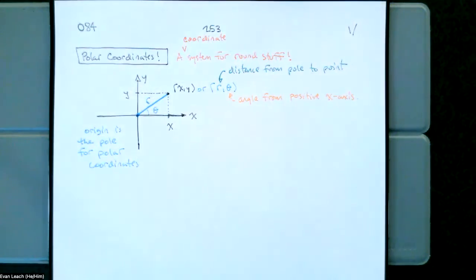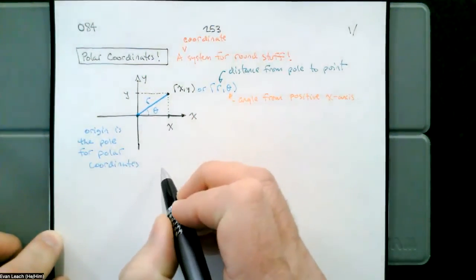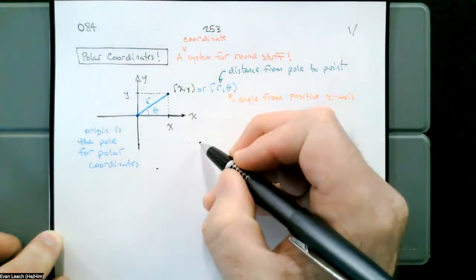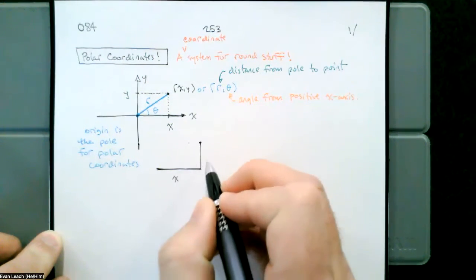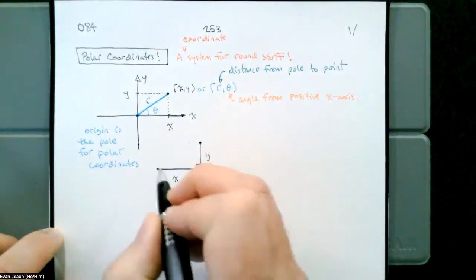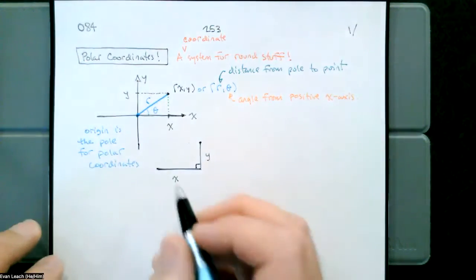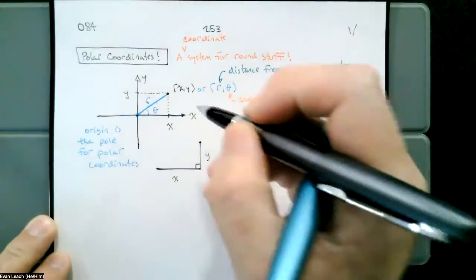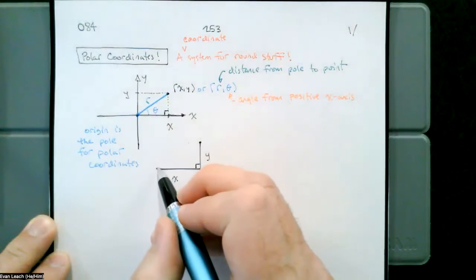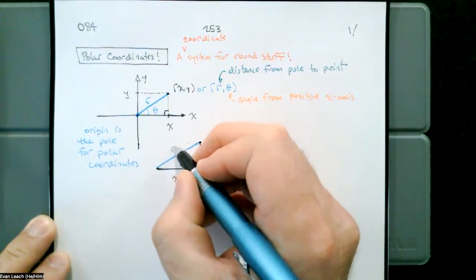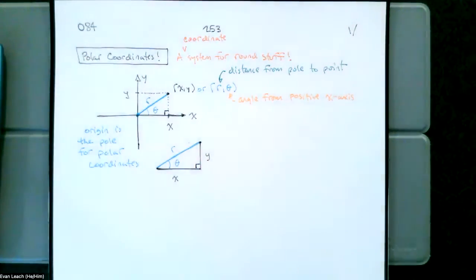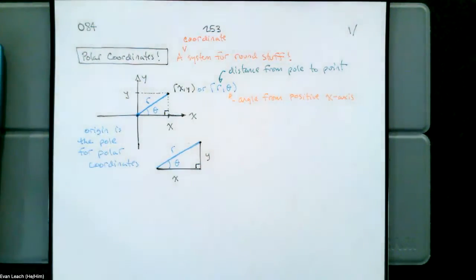So we want to be able to switch from one to the other, and we can pull out this little triangle and see how they are related. So if we grab this triangle, x is going to be this horizontal leg and y is going to be this vertical leg of a right triangle. And the hypotenuse will be r. And then theta will be the angle that the hypotenuse makes with the horizontal leg. Now we can clearly see how these values are related. X squared plus y squared will equal r squared.